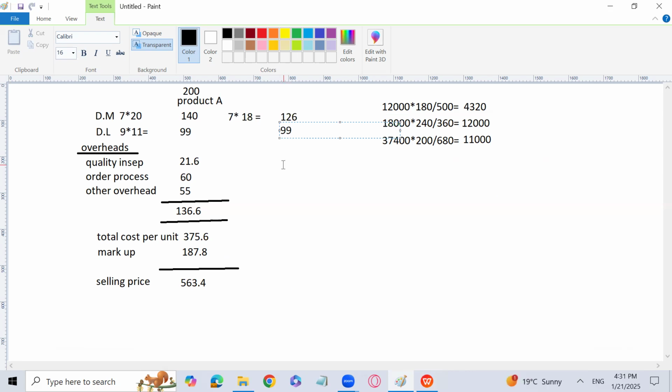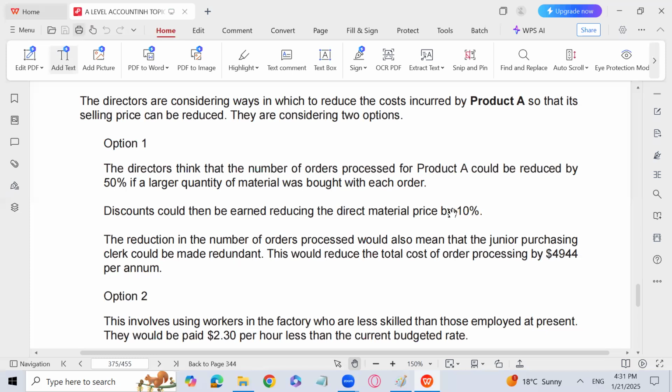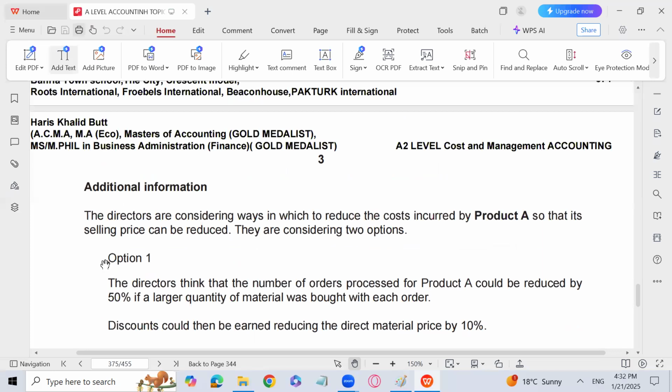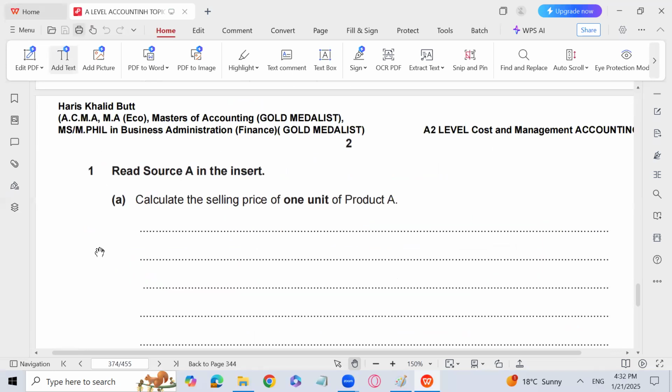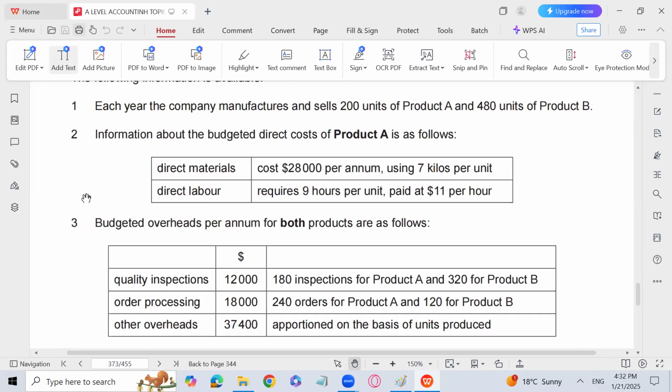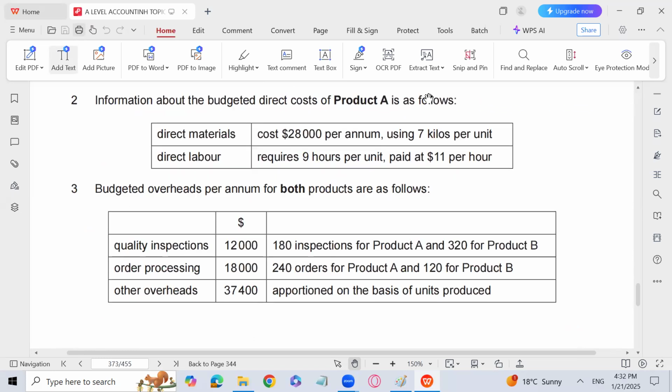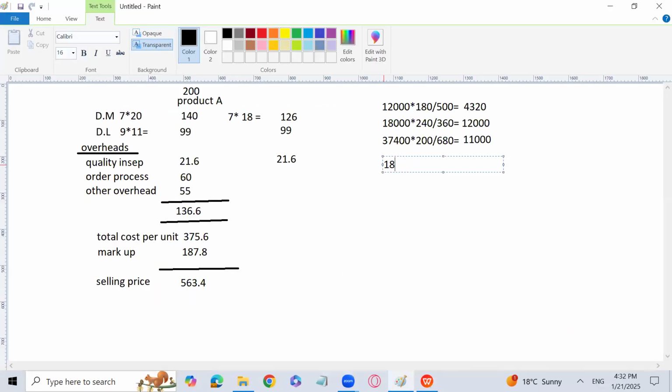Now let's talk about the overhead. Overheads for quality inspection, there is no change. So they will be 21.6 as it is. But for order processing, there is going to be a change. Total order processing cost will decrease by 4,944. So let's see what the order processing cost is first. The order processing cost is 18,000, right? So 18,000 minus 4,944, what is the amount?